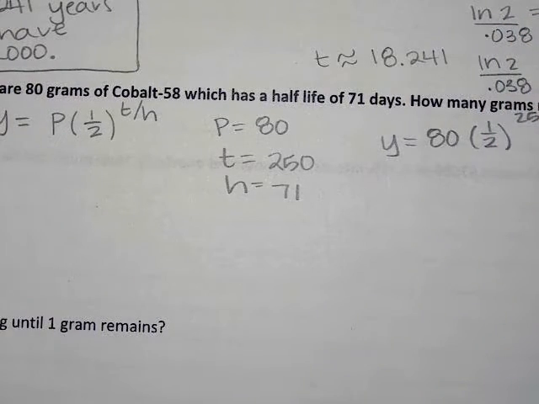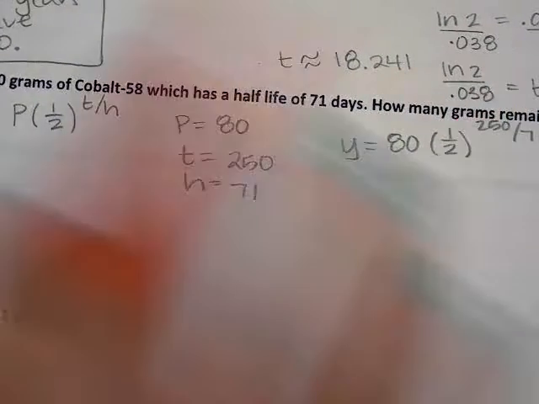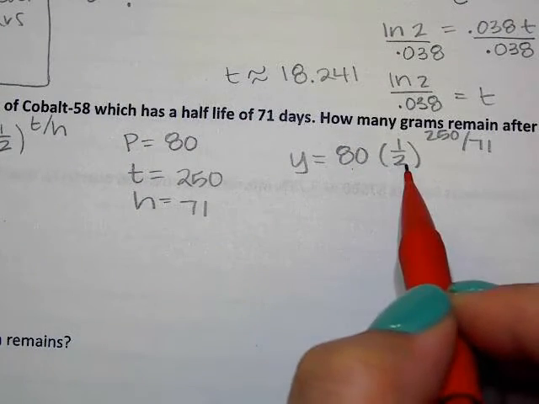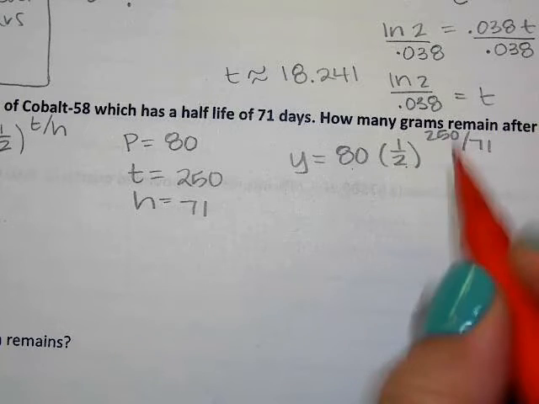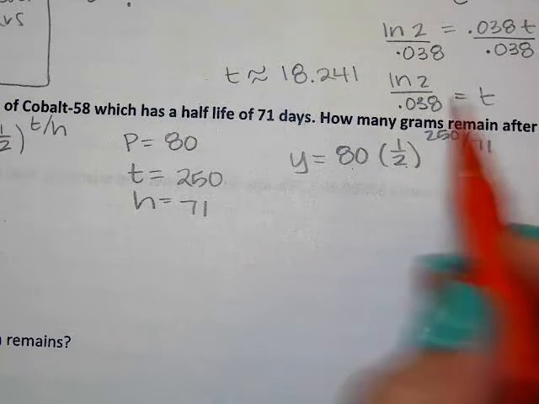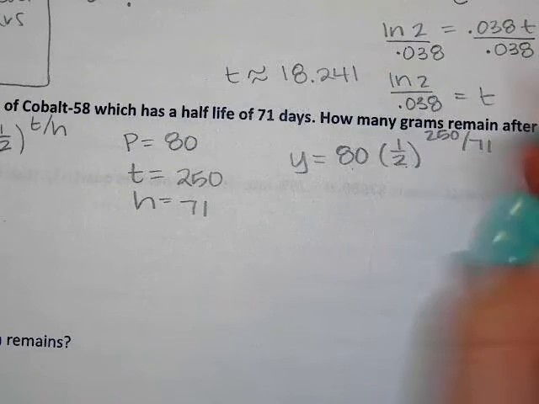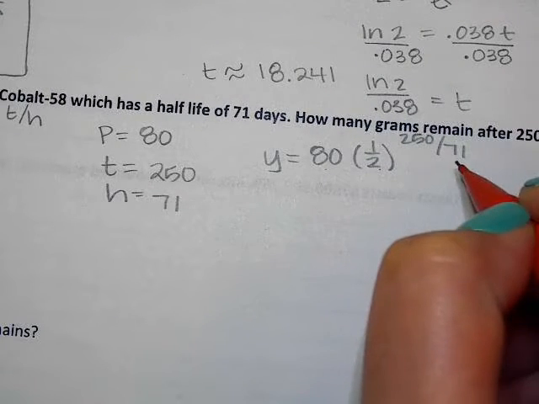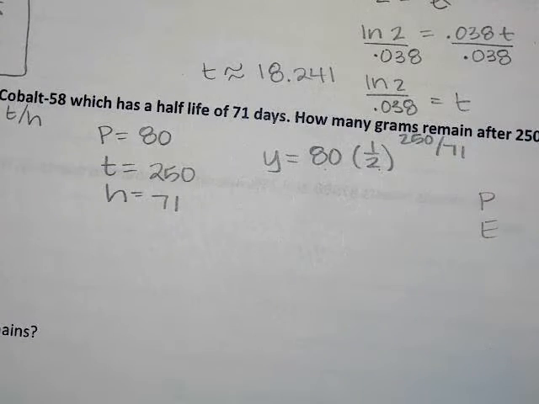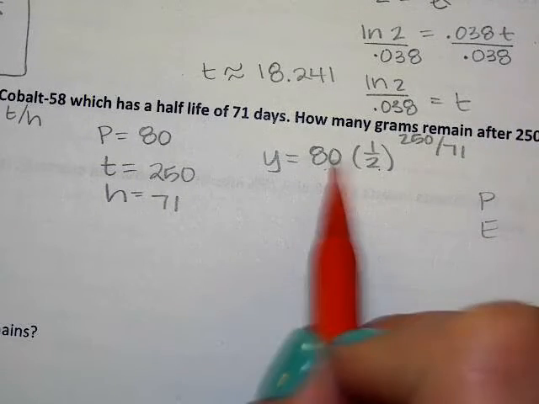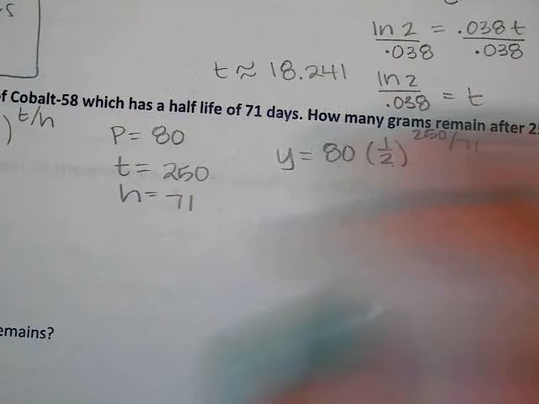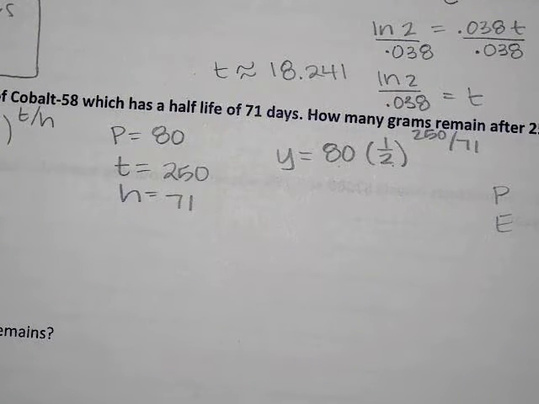Are you allowed to do 80 times 1/2? No. Why not? Yeah. Order of operations tells you that you're supposed to do parentheses, then exponents. You're not supposed to do multiplication. Okay. All right, so we cannot say 80 times 1/2 is 40. We are not allowed to do that. So let's go ahead and plug this in correctly and see what we get.